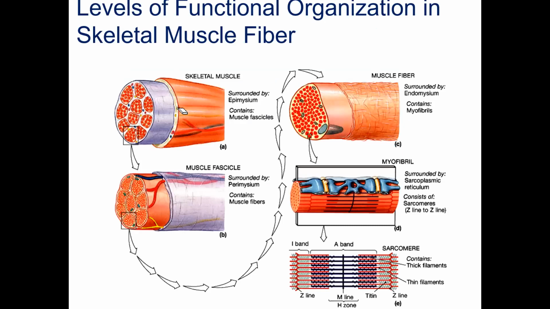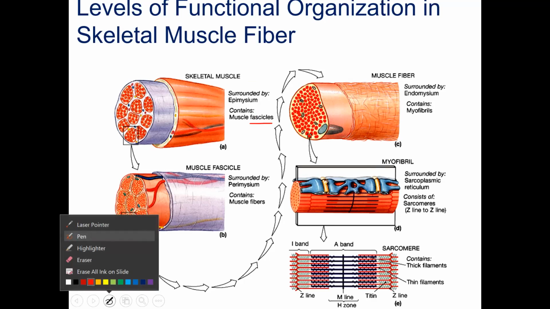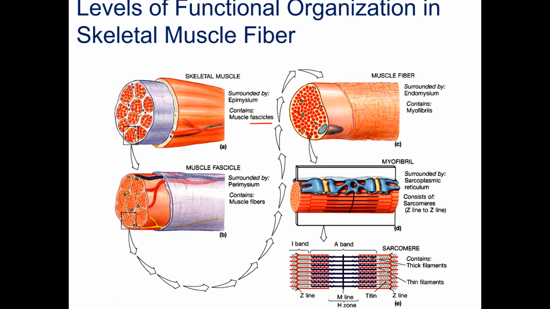But first, let's see the professional drawing as opposed to the one that we just did. So we have the entire muscle here, and you can see it is surrounded by the epimysium, right? Which is shown by this thing right here. This whole thing is the epimysium. And the entire muscle contains units of fascicle. There's a fascicle, fascicle, fascicle. Each one of these is a fascicle.